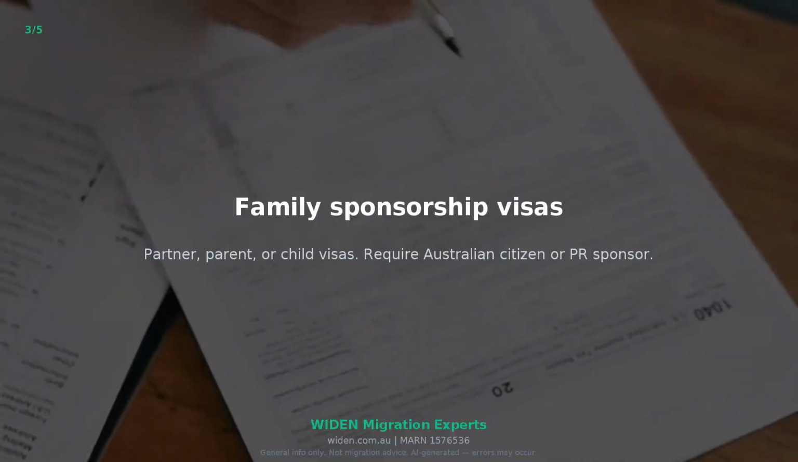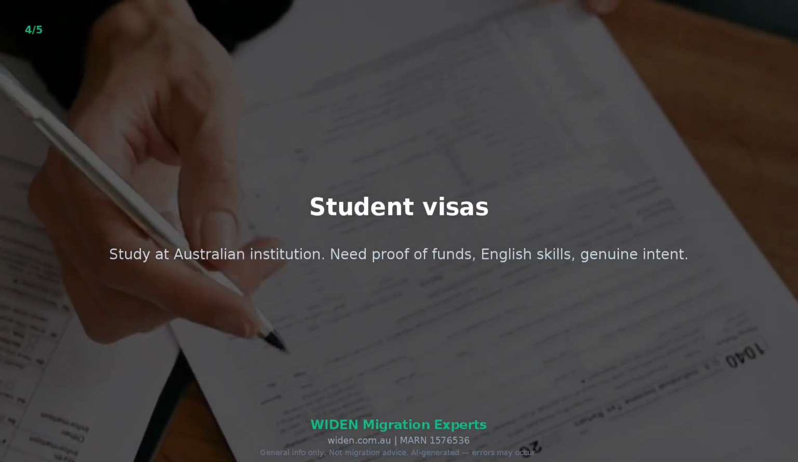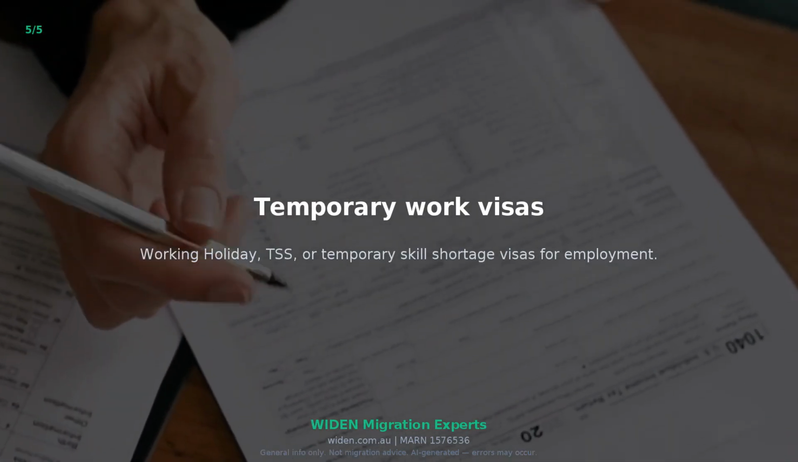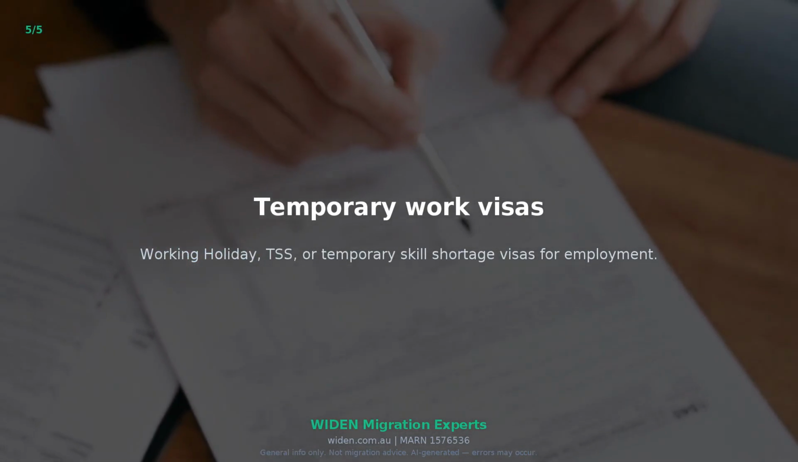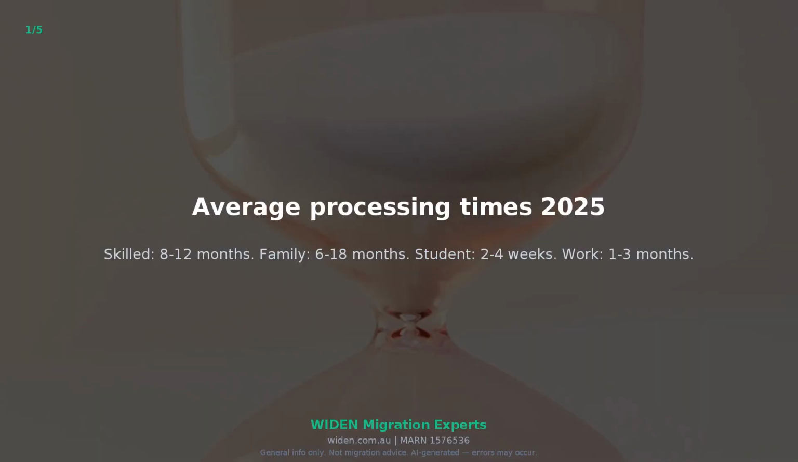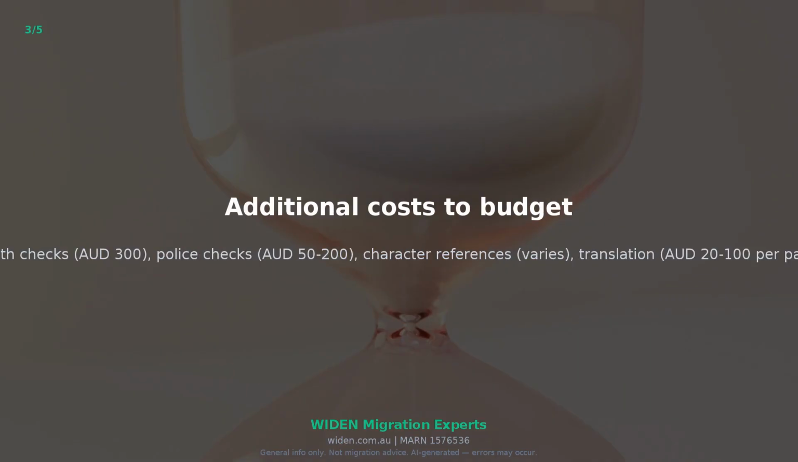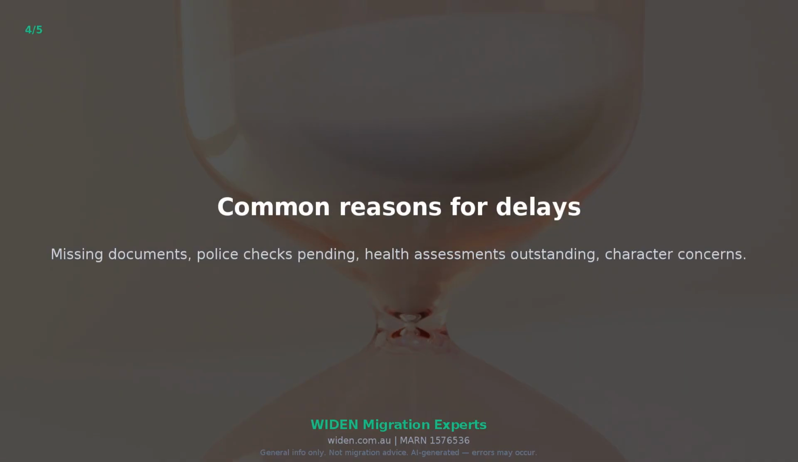Let's get started. Australia has 5 main visa categories, and choosing the right one is your first critical decision. Skilled migration visas, like the skilled independent or skilled nominated visas, are points-based. You'll need your occupation listed on Australia's skilled occupation list, meet English language requirements, and typically have at least 3 years of work experience. Family sponsorship visas allow Australian citizens or permanent residents to sponsor relatives, partners, parents, or children.